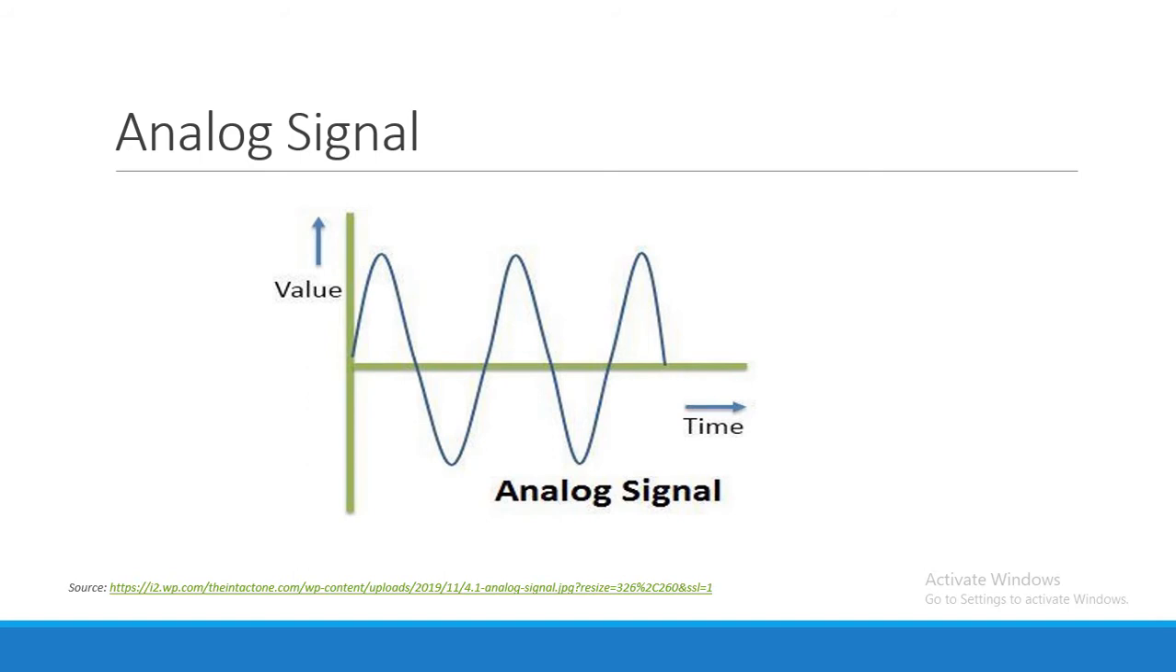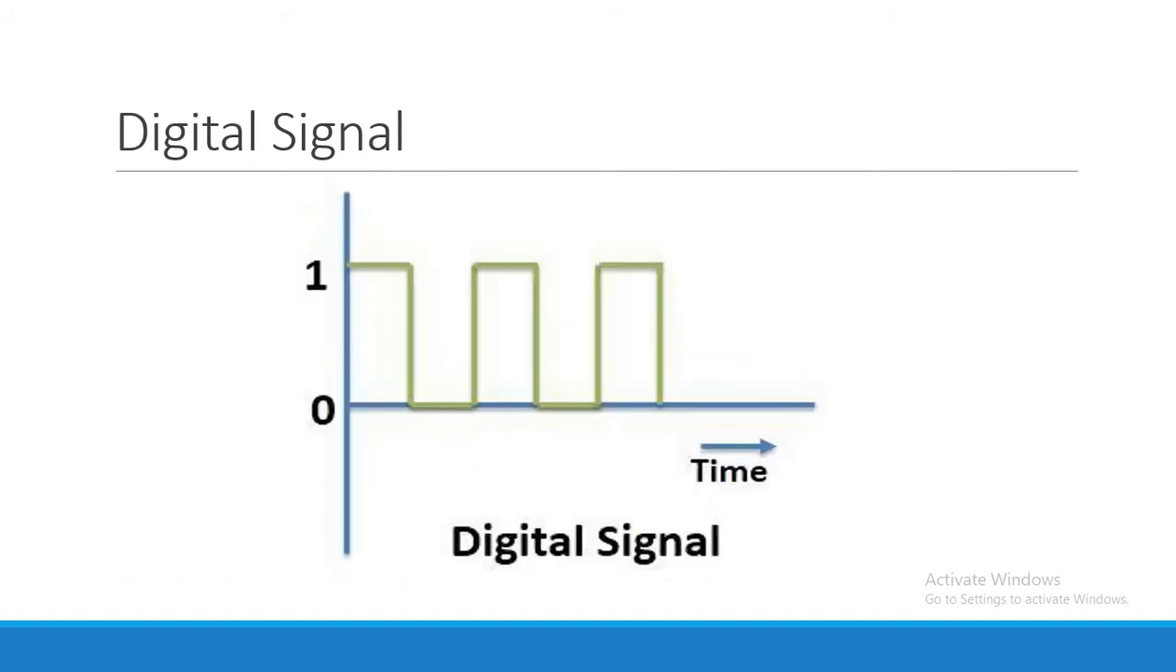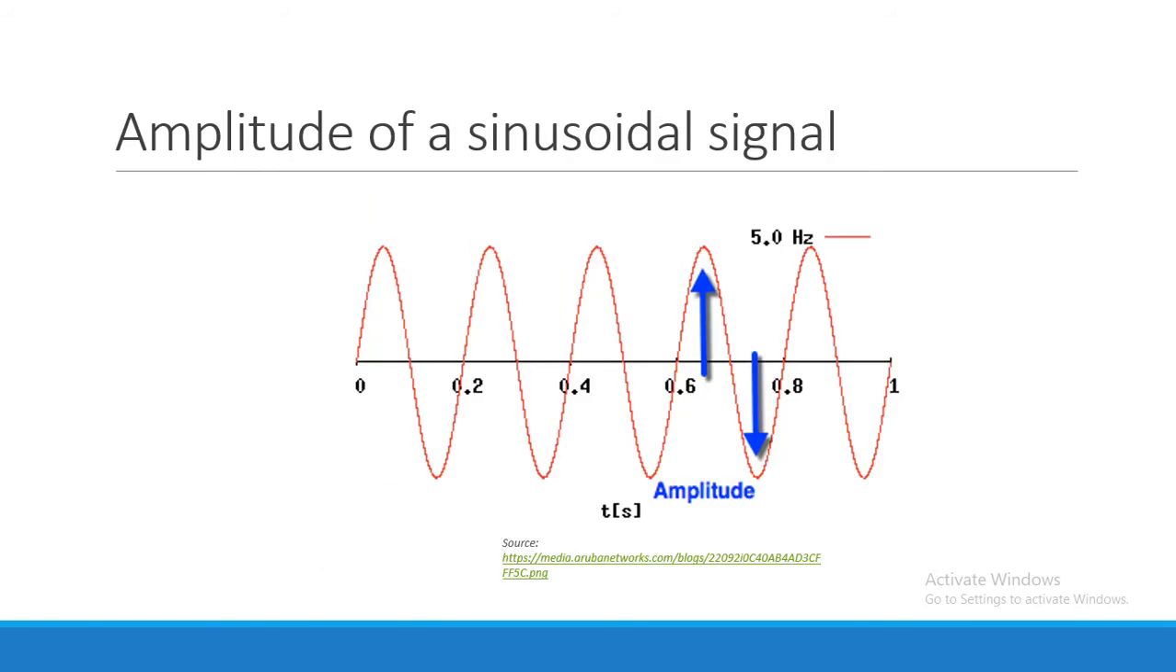Analog signals vary with time and carry information such as voice. Okay, now let's see what digital signals are. Digital signals have only two levels, which are named 0 and 1, as you can see in the image. An example of a digital signal is pulse rate. Okay, now let's move to the next slide.